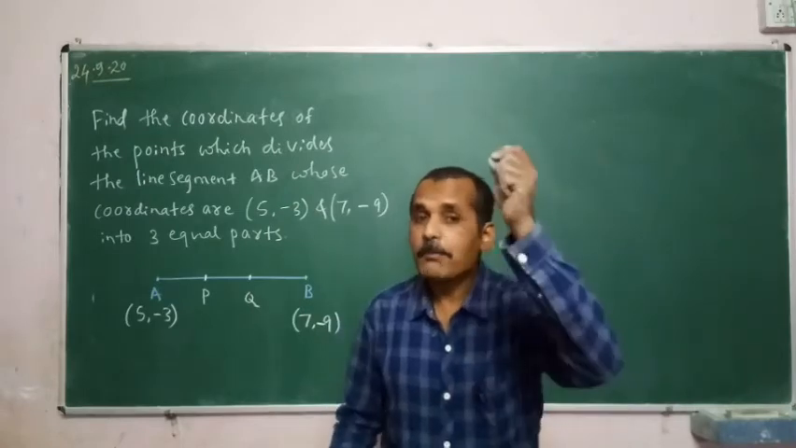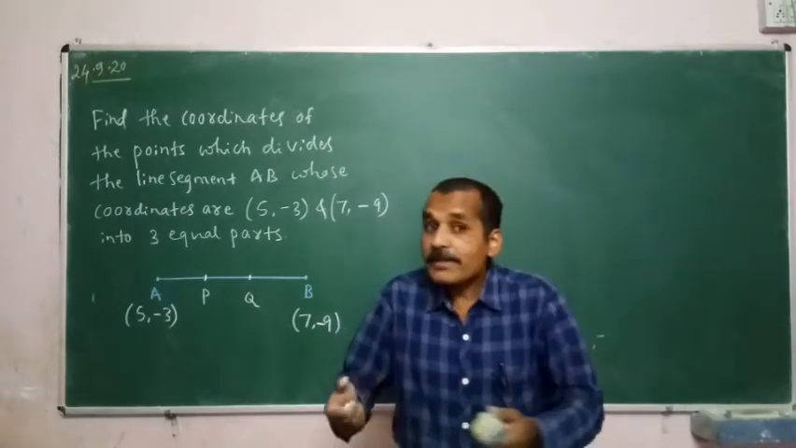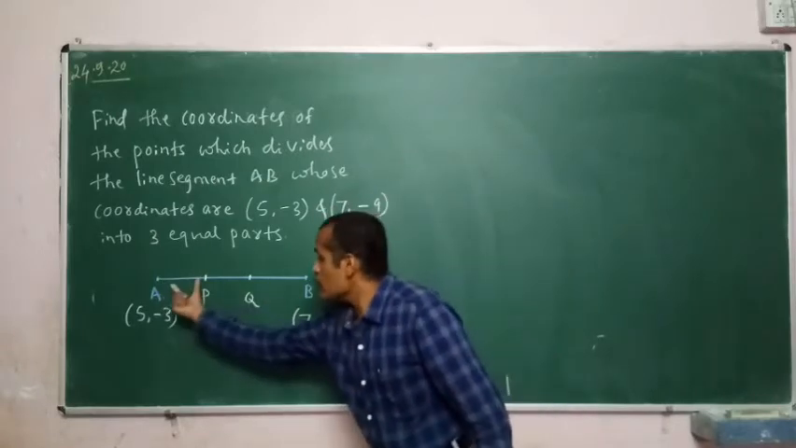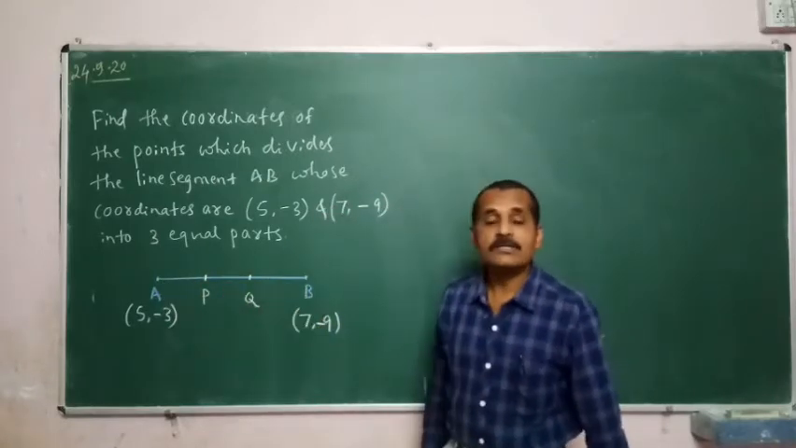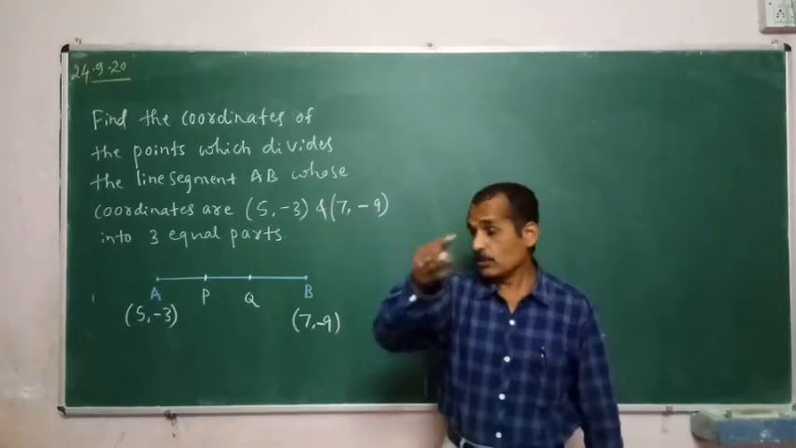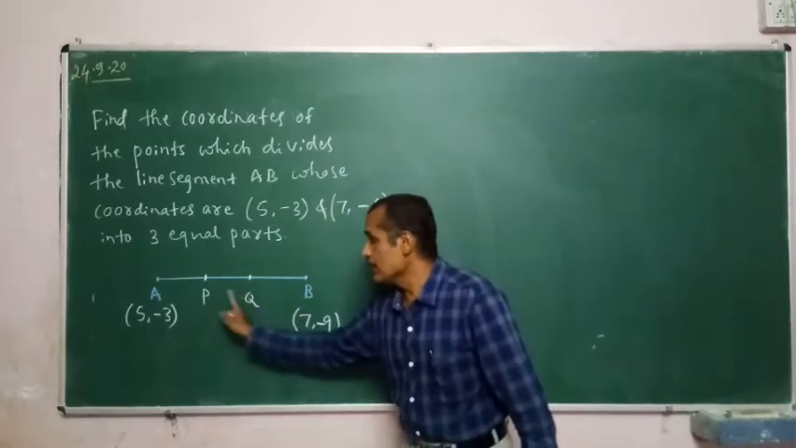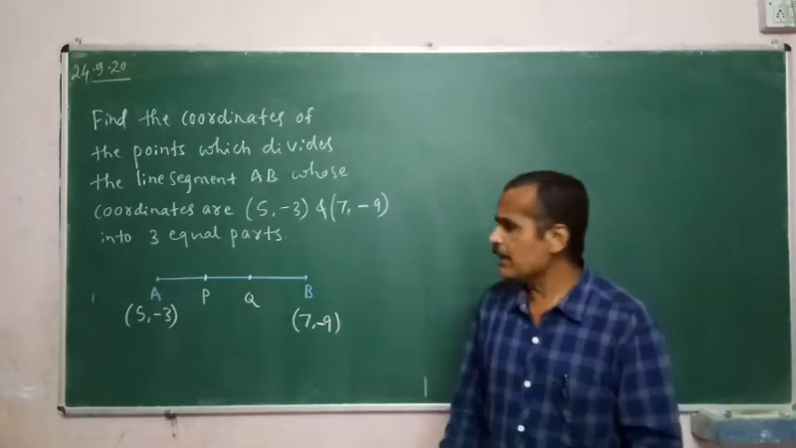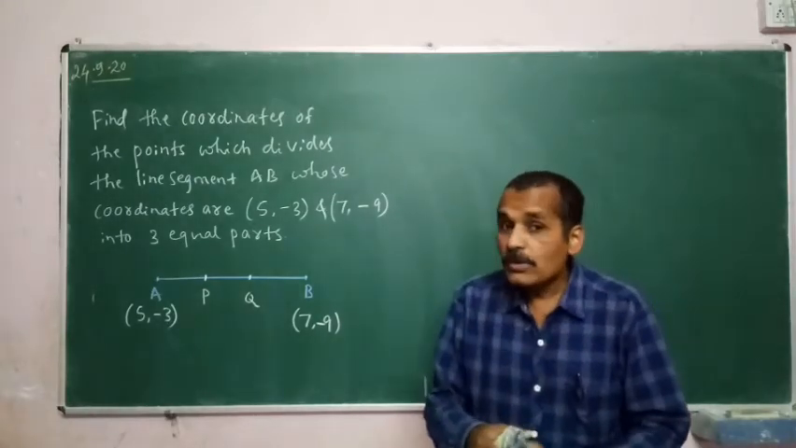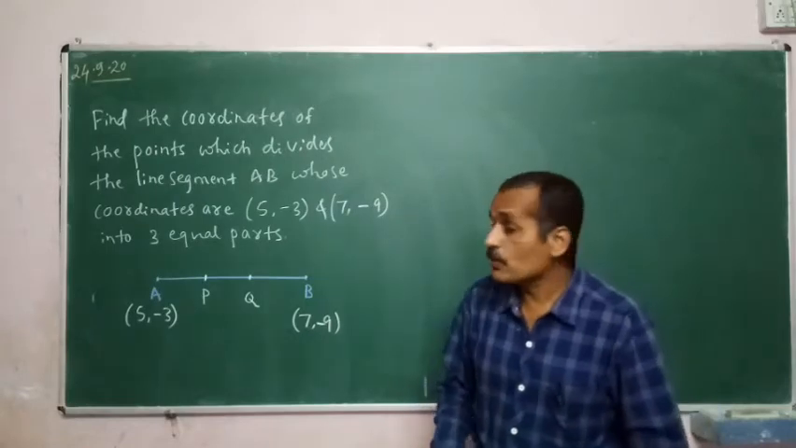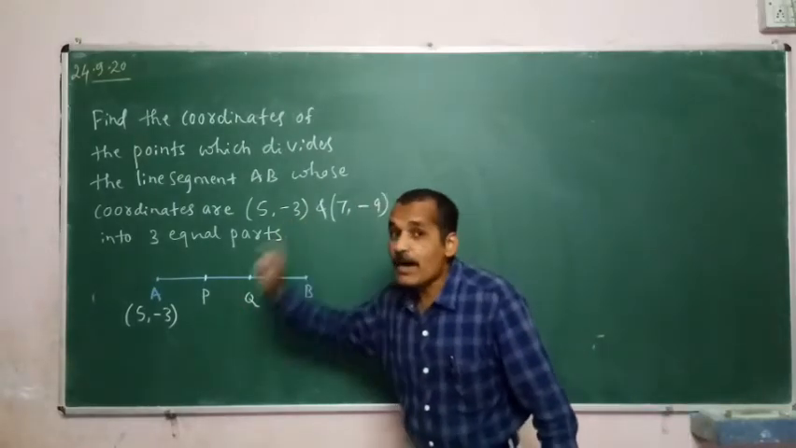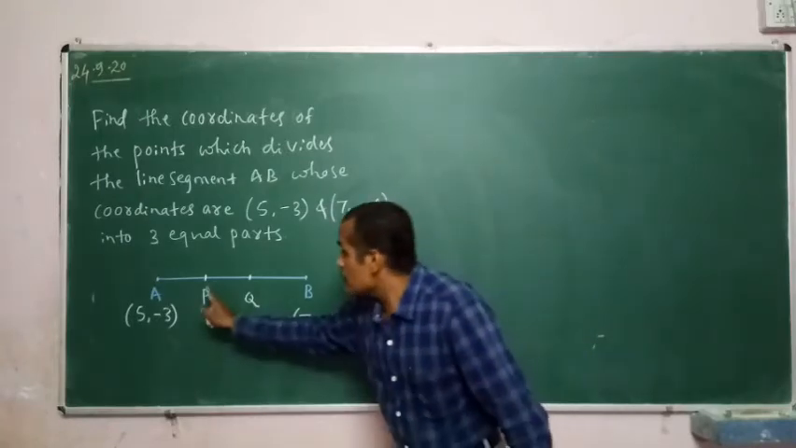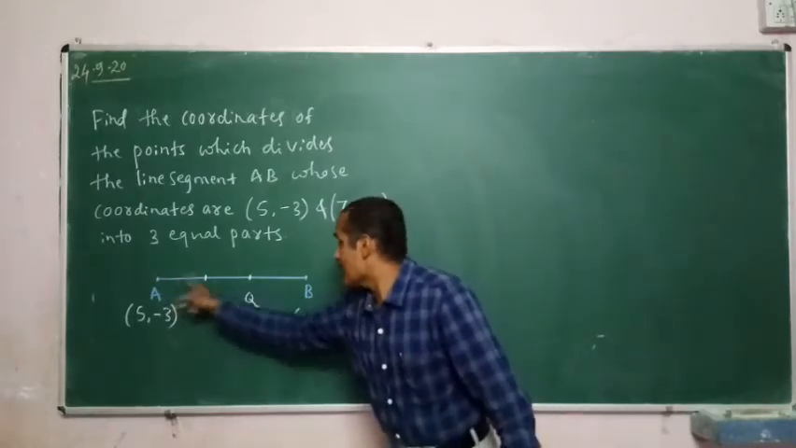The points are P and Q. And what they do? They divide the line segment AB into 3 equal parts. And they are asking you to find the coordinates of these 2 points. But a small problem will come here. I have told you, and I am repeating, that the point which divides the line segment has to be given as XY. Now this also divides the line segment.